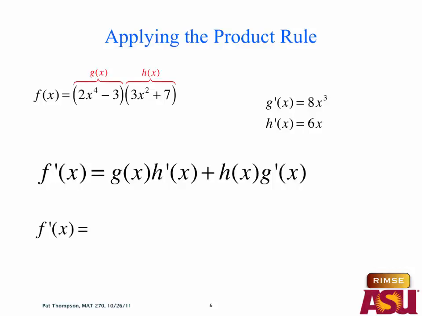Now we just write it down. We just follow the rule, right? Follow the rule. g of x is 2x to the fourth minus third times rate of change of h, 6x, plus h of x times rate of change of g. And we're done.